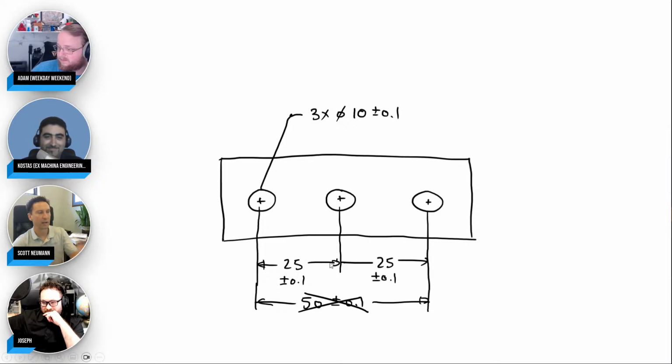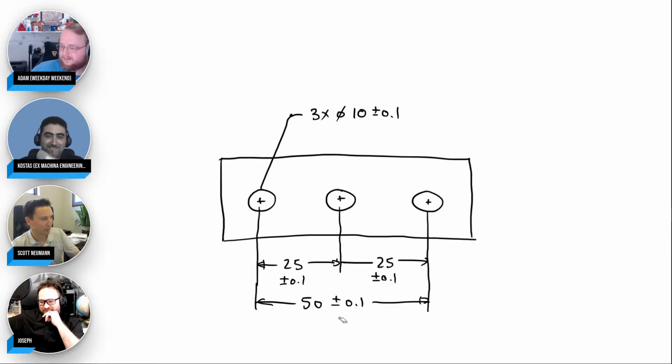Now, when you do it this way, you hold these 2 as plus or minus 0.1, and you hold these 2 as plus or minus 0.1. Well, wait a minute. What's the possible distance between the first and the third? Yep. There you go. Same thing. Plus or minus 0.2. So then people say, oh, no problem.